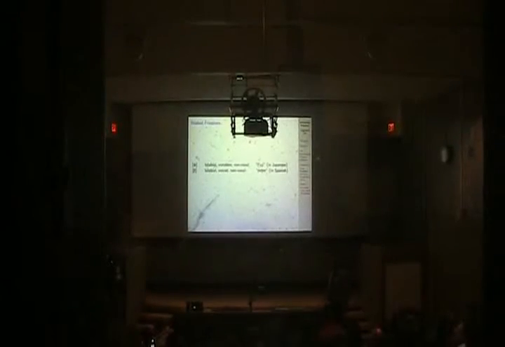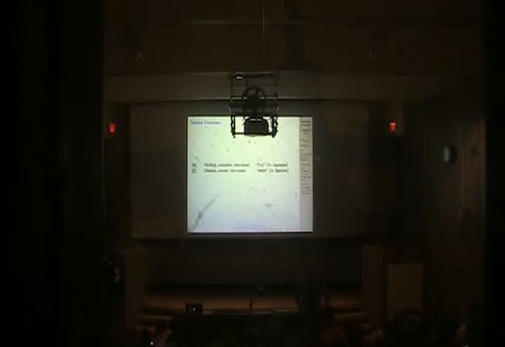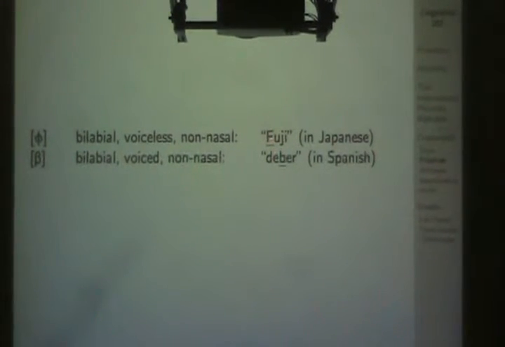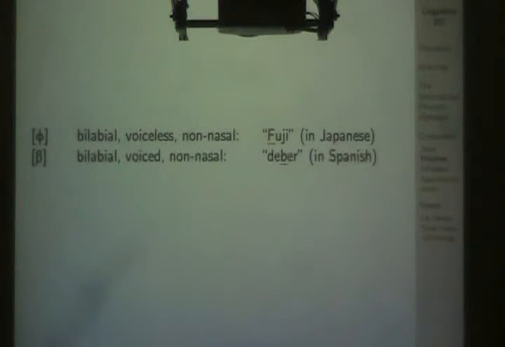The first two we'll look at don't show up in English, but we'll see them soon enough. They're created by bringing the two lips very close together. The first sounds like this. And it's how Japanese pronounce the first sound of the name of this famous mountain, Fuji. We use a different sound here, but in Japanese it's Fuji. It's voiceless, it's non-nasal, it's bilabial, and it's a fricative.